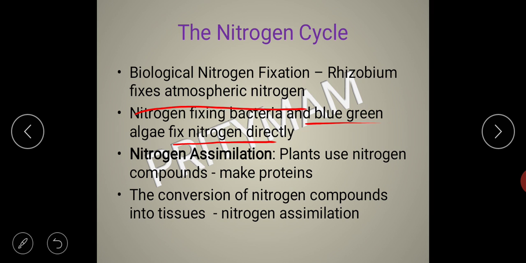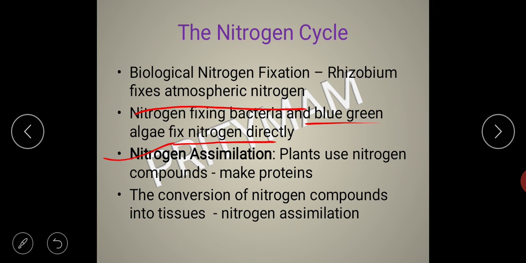Nitrogen assimilation. Plants take up and use the nitrogen compounds, because I told you that plants cannot use the nitrogen directly. So it has to be converted into the form that can be absorbed by the plants. And those nitrogen compounds formed as a result of nitrogen fixation are used by the plants through their roots to make proteins for their growth. The nitrogen becomes a part of plant tissues now.